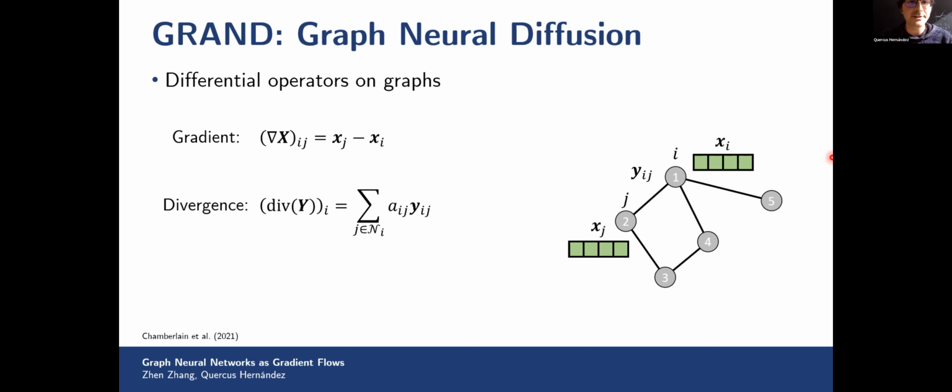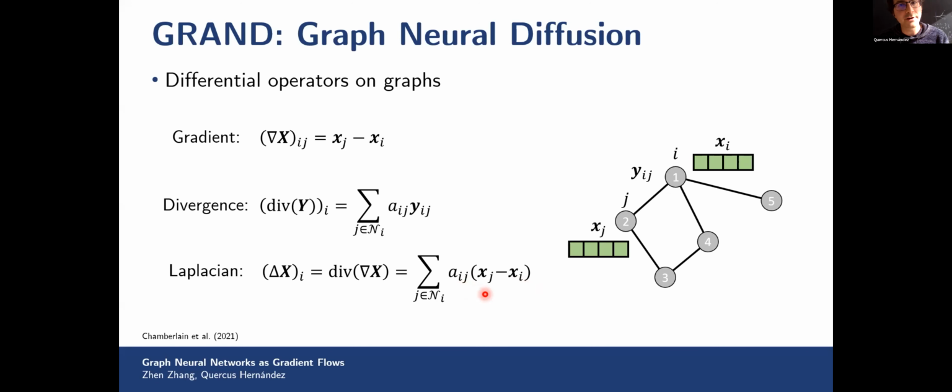Then we can define the divergence. The gradient was an edge-wise computation. The divergence is a node-wise computation, and basically it's gathering the information of the neighborhood edges. And the Laplacian, which is the divergence of the gradient, is this weighted sum of the difference of the feature vectors. Okay, so now that we have the main differential operators, we can include them into the diffusion equation.